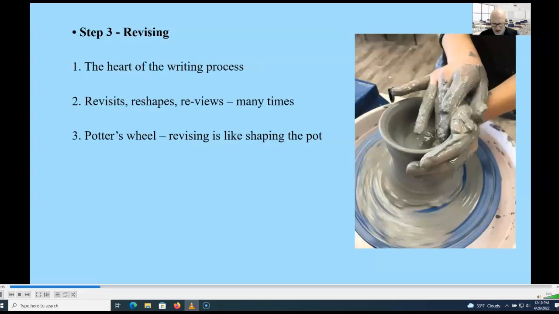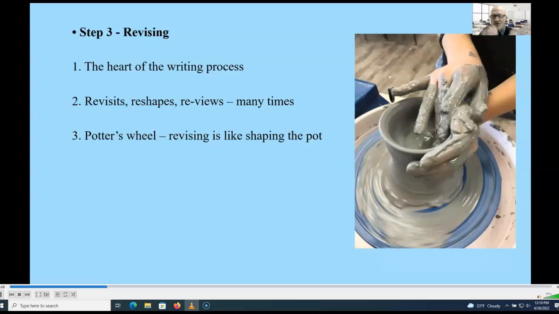Revising is at the heart of the writing process. Revising, revision, reviewing, seeing again, again and again and again. Here is where parts are added or taken away. It's like the potter shaping the pot. And the pot is not shaped with one spin. The pot is shaped many, many times over time, where you're continually remolding, adding clay, taking clay apart. That's what happens during the revising.